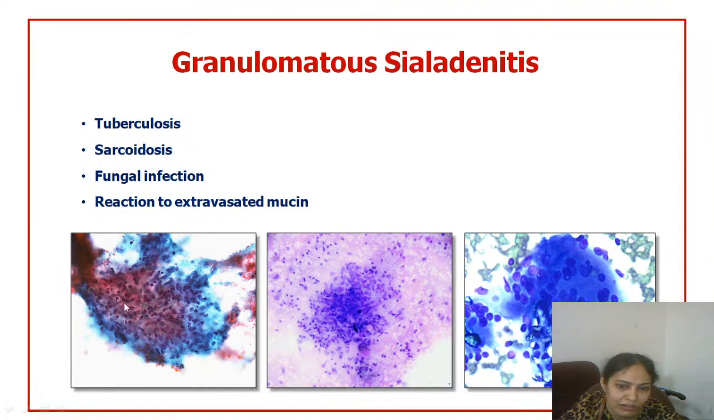So this is how a granuloma looks on FNAC. You can see the epithelioid histiocytes, which have slipper-shaped nuclei, and this is a large multinucleated giant cell. You might recall the nuclei arranged at the periphery, that's a Langhans giant cell.